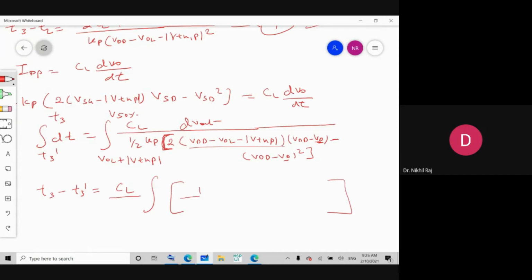So directly I will write that one. So it will be 1 by 2 integration. It is 1 by VDD minus V out plus 1 by 2 into VDD minus VOL minus mod of VTH of P.